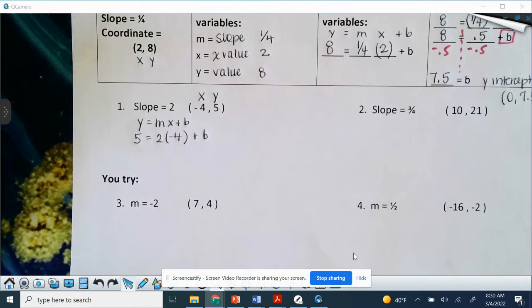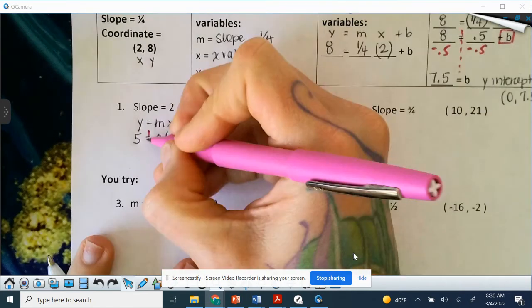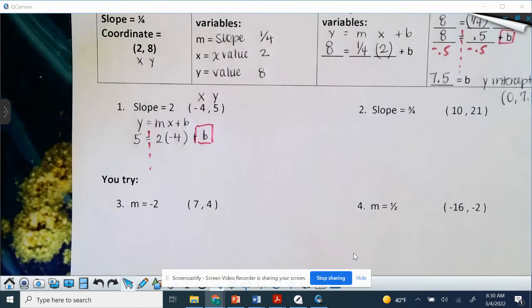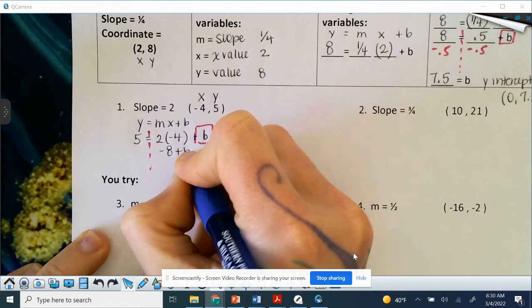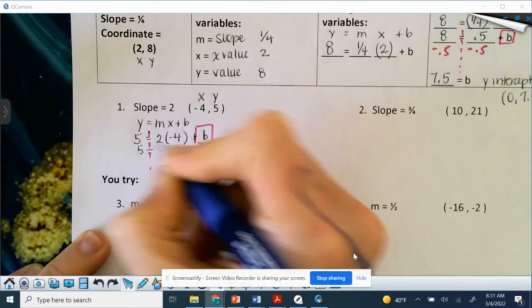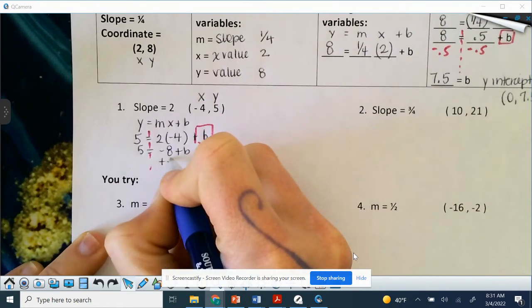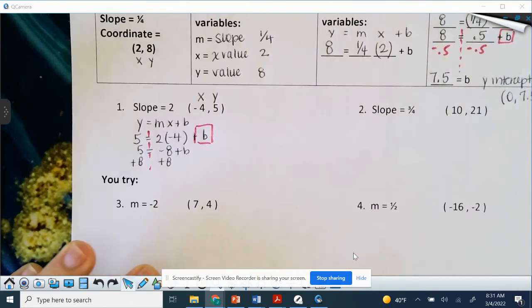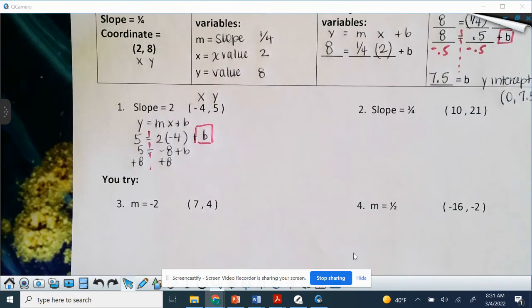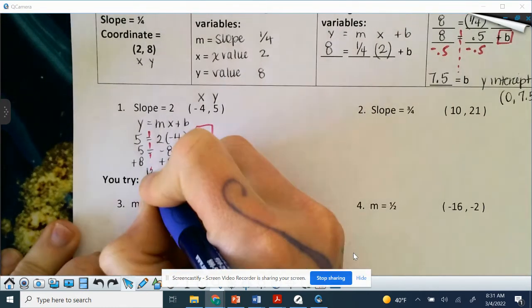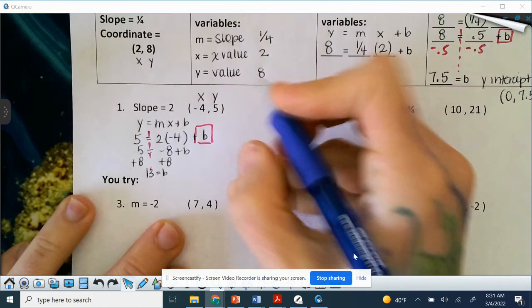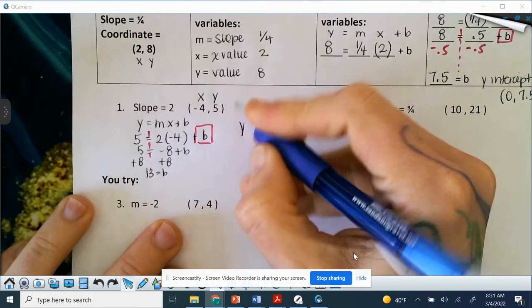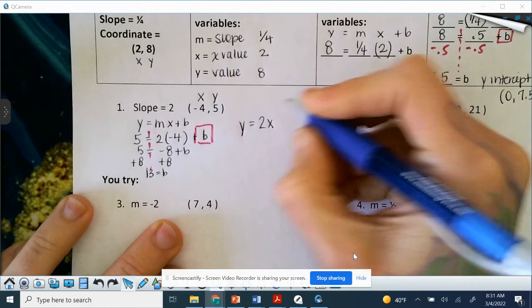And now we're going to solve for b. So line of great divide, variable by itself. We're going to clean up on one side. So 2 times -4 is going to give you that -8. We need to move it away from b. It's a -8, so we're going to add 8 to both sides. And 5 plus 8 is going to give me 13. And so now I have b. So to write the final equation, it's going to be y equals, our slope was 2, x plus 13.